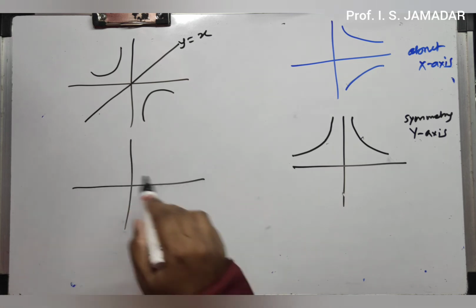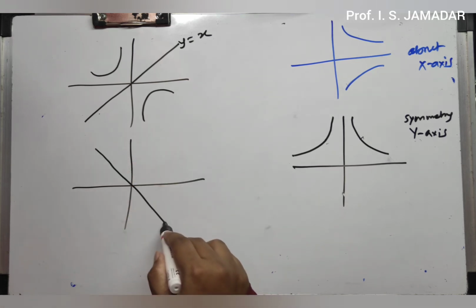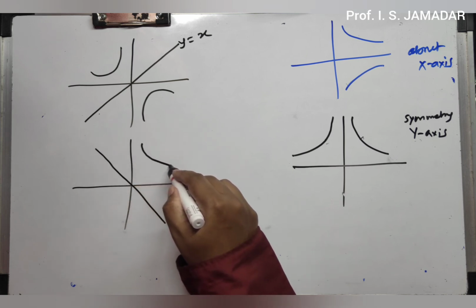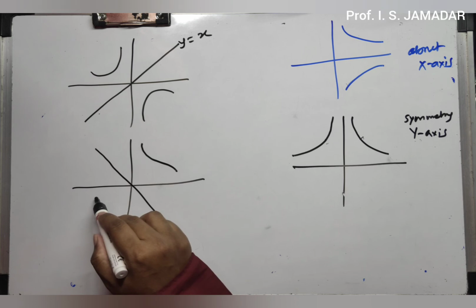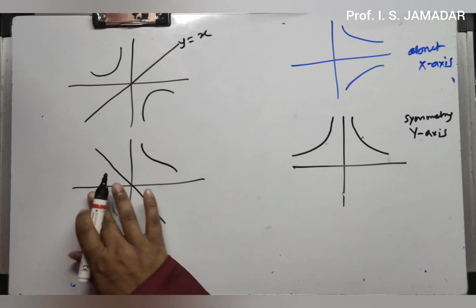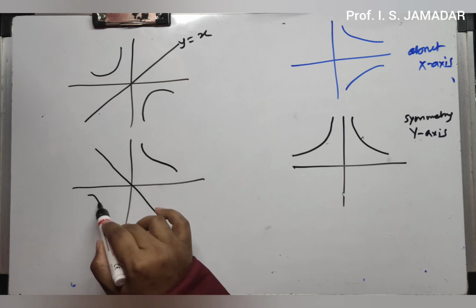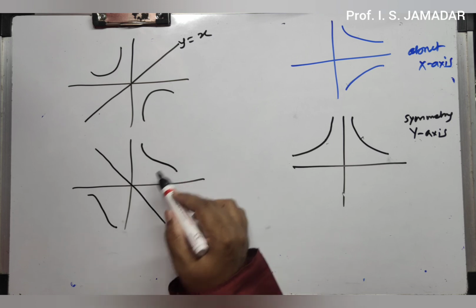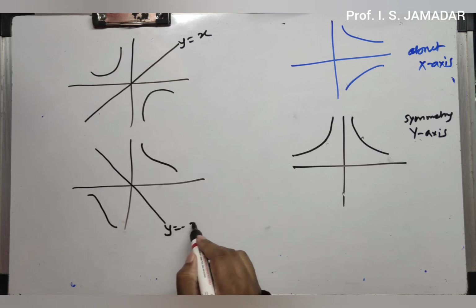Then we have symmetry about the line y equal to minus x. The curve is like this. You can see that these two parts of the curve are mirror images, and the line y equal to minus x is the axis of symmetry. So this is how, diagrammatically, the symmetries of the curves about different axes or different lines look.